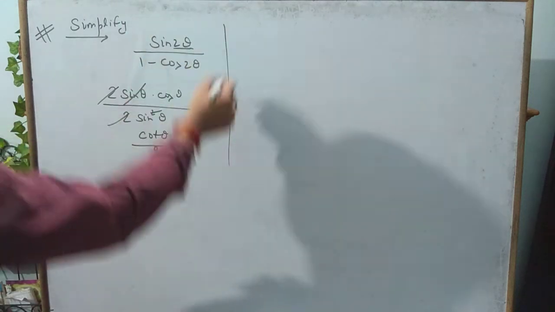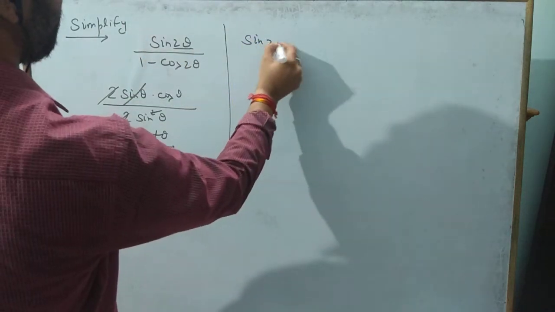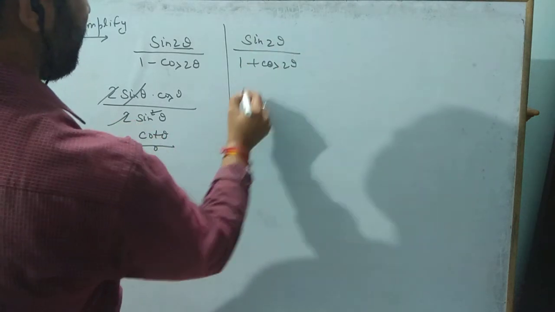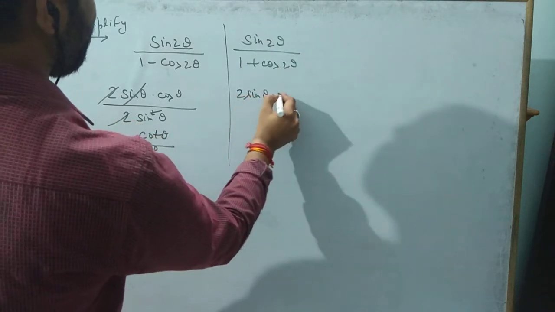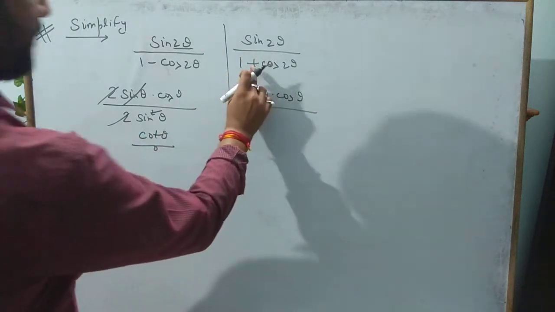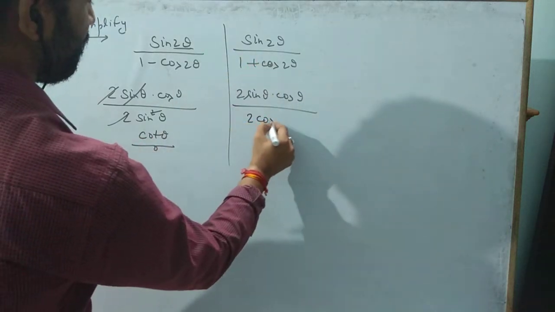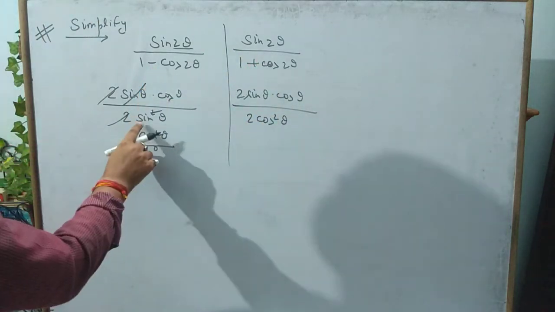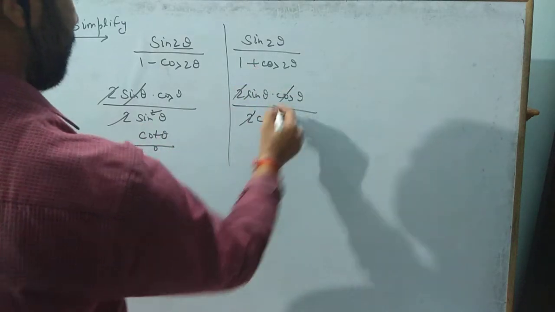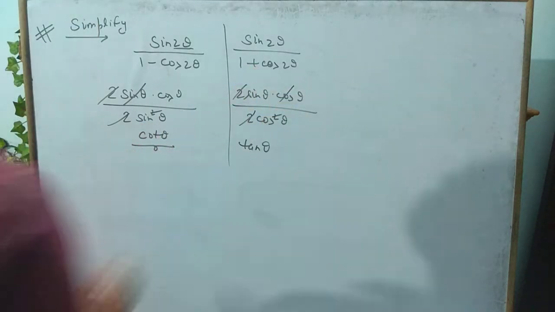If this formula is changed to sine 2 theta upon 1 plus cos 2 theta, then sine 2 theta is 2 sine theta cos theta, and 1 plus cos 2 theta, again it is plus, so we write 2 cos square theta. When it was minus, the result came in sine; when plus, this 2 and 2 cancel, cos cancels, and it's tan theta.